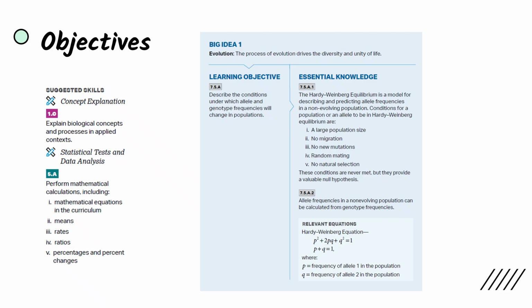And our suggested skills are going to be concept explanation, 1C, explain biological concepts and processes in applied contexts, and statistical tests and data analysis, 5A, perform mathematical calculations, including mathematical equations in the curriculum, such as Hardy-Weinberg equation, means, rates, ratios, percentages, and percent changes.